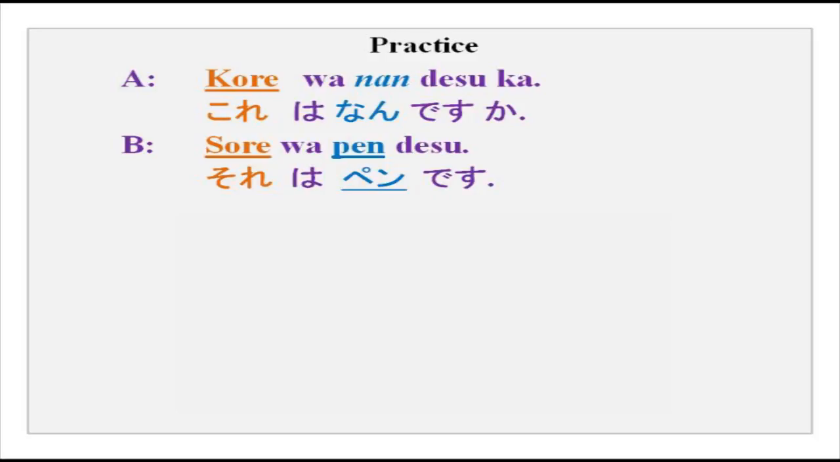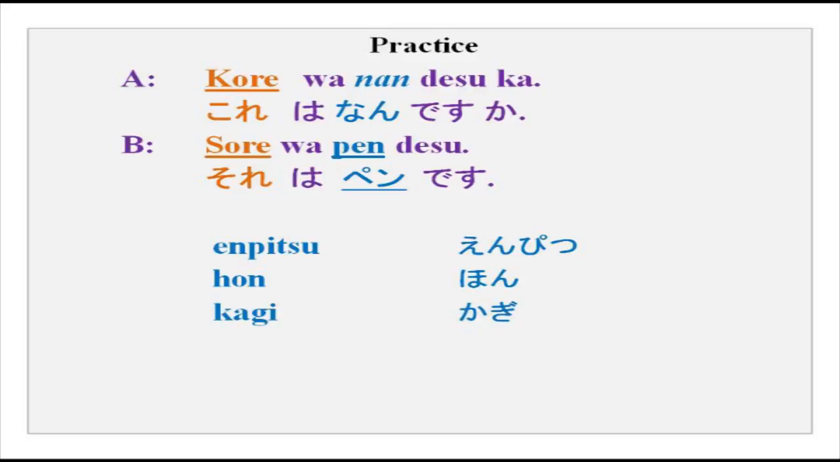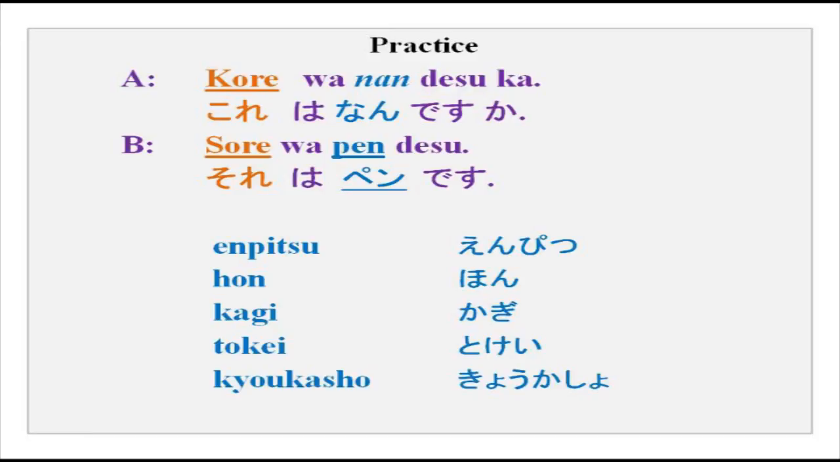Now this is for you to practice at home as well. Kore wa nan desu ka? Nan you already know. Sore wa pen desu, as this is A and B. So you can replace pen, as I told you, with empitsu, hon, kagi, tokei, kyokasho.